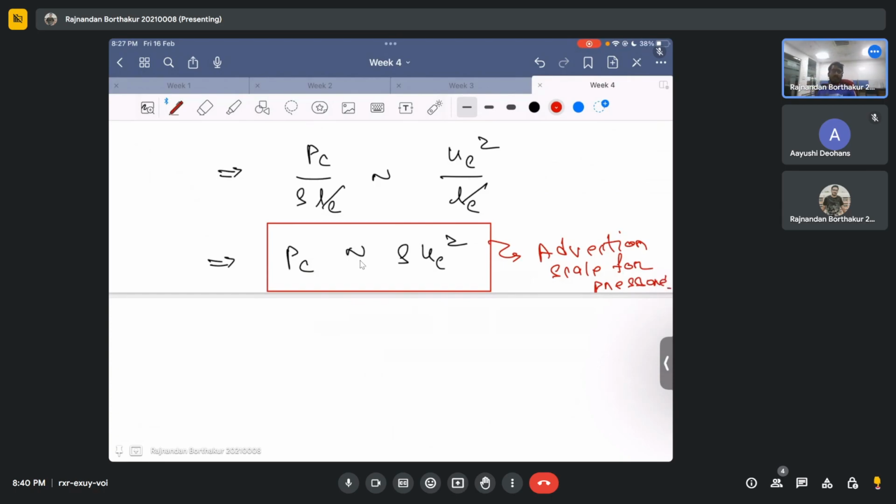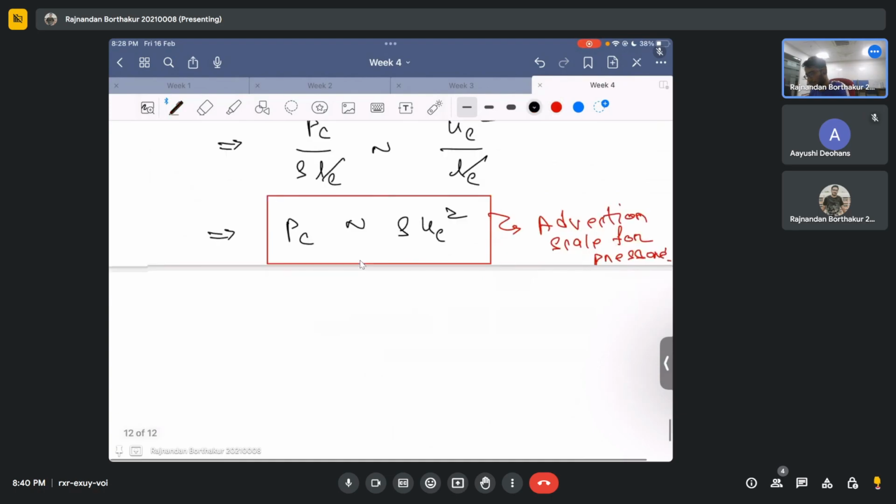So now again, which scale to choose? Can you tell me what scale we need to choose? If we are left in this scenario, which scale of pressure do we choose, and depending on what? Based on whether viscous effects are dominant or low, based on effects.